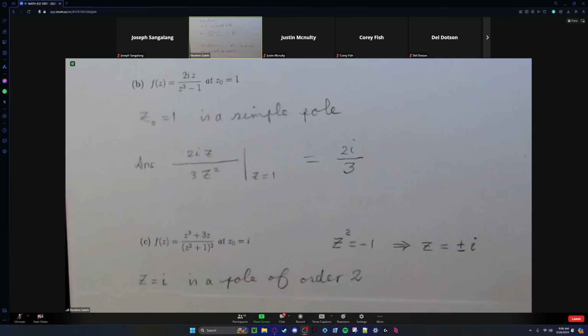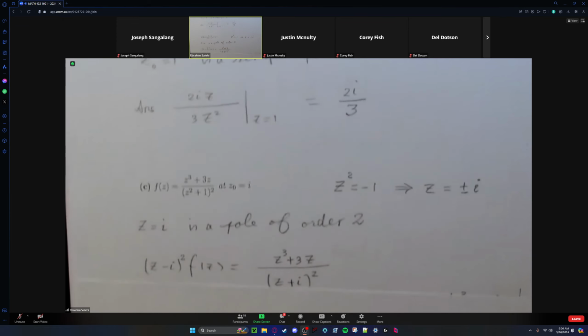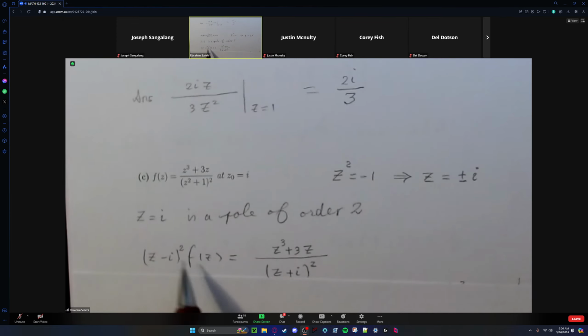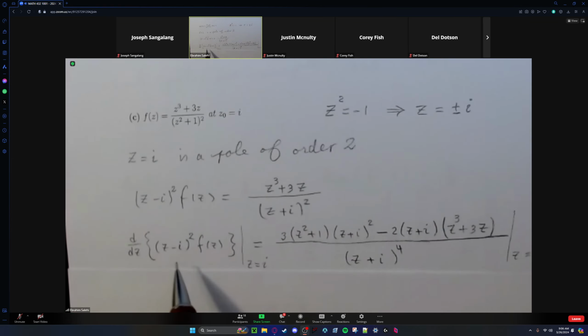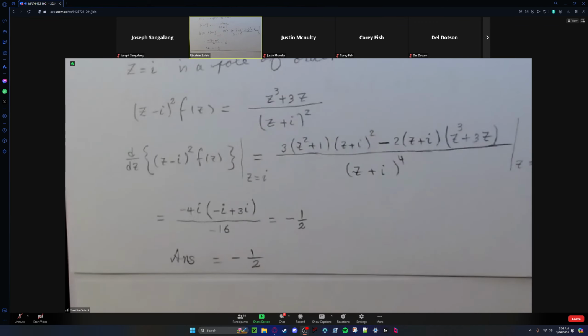So in order to find the residue, you multiply by z minus i, squared. And then take derivative. It will be right here. Derivative of this guy, quotient rule, and then evaluate at z equal i. And when you evaluate at z equal i, this is what you get. -1/2. All right? -1/2. Any comment? Any question?